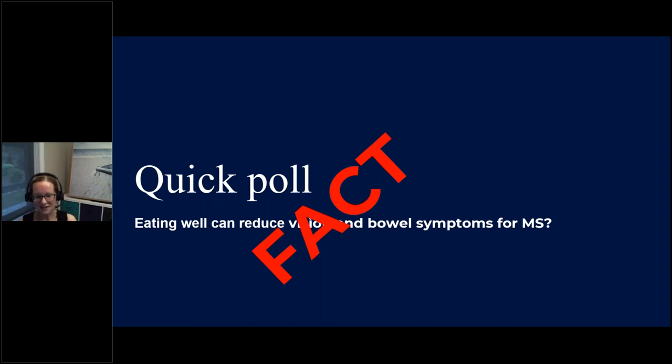There are obviously underlying factors, genetics that come into play as well. But generally speaking, we see improvements in each of these symptoms when we do eat better by comparison to people who don't eat quite so well.